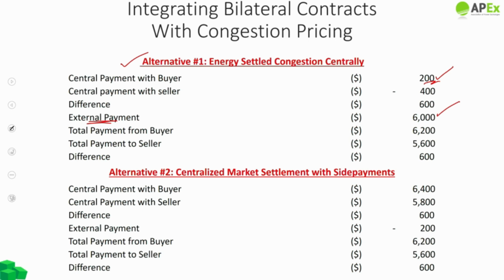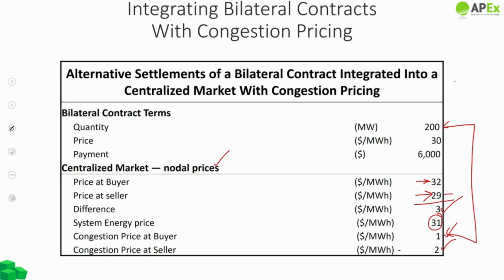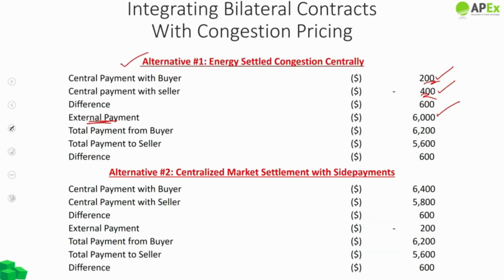The table also shows the seller making a payment to the market of $400, which equals the seller's price of congestion multiplied by the quantity sold at the seller's location. Had the congestion price at the seller's location been positive, it would have received a payment. Since the congestion price was negative, the seller makes a payment to the system operator, which is shown as a negative in the table.